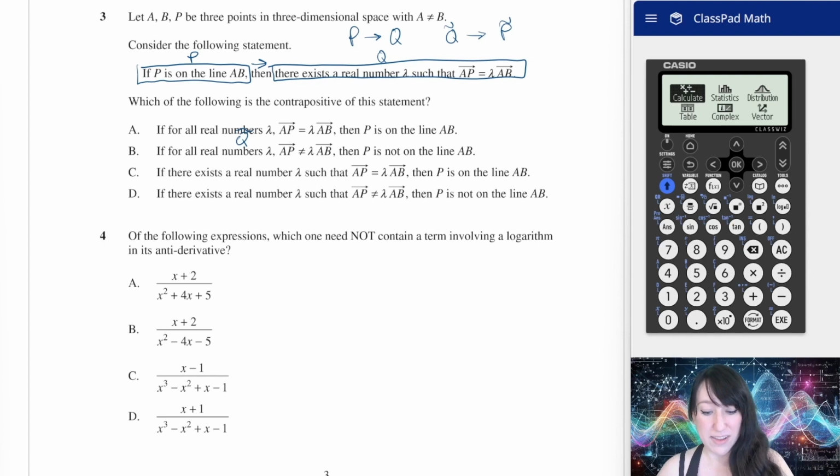Well, P is not on the line AB. And so we have here not P. If we want to check the other two options, C and D, the antecedent of each of these statements is not equivalent to not Q in this situation.